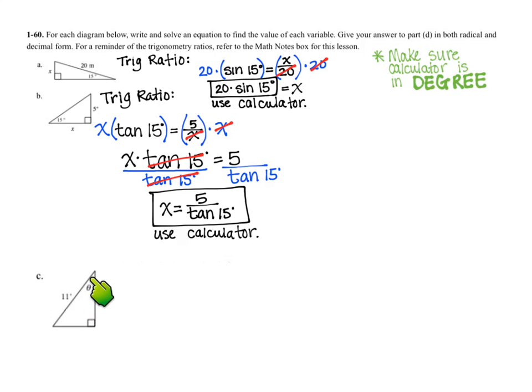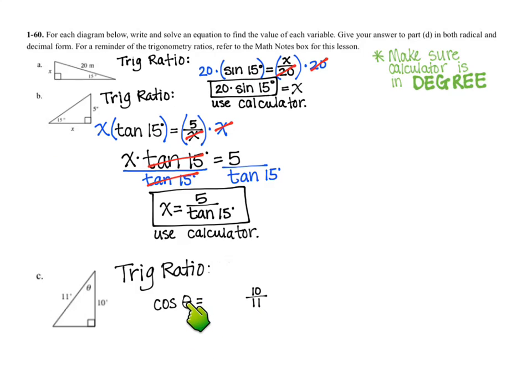For part C, we look at the angle. Well, the angle is the unknown, and that little symbol there, for those of you who didn't know, is called theta, a Greek letter, and it's kind of like saying x for an angle. It means I don't know this angle, but I do know that the hypotenuse is 11, and the side adjacent to the theta is 10. So the trigonometric ratio that we're going to use there is cosine, because cosine is equal to the adjacent over the hypotenuse.